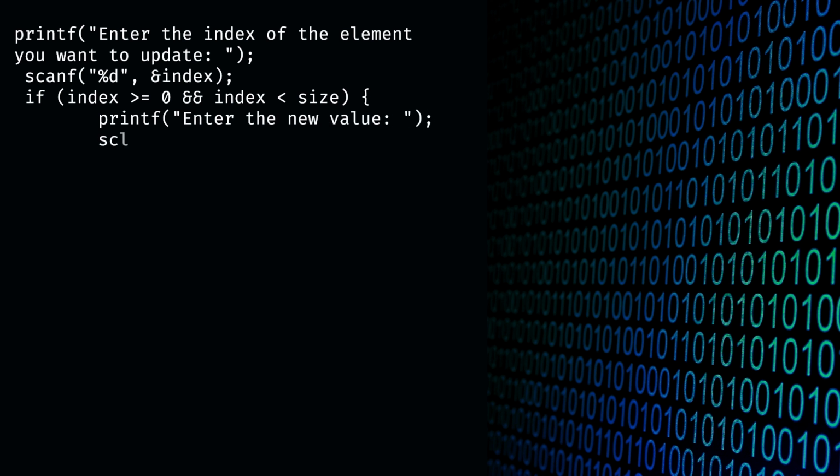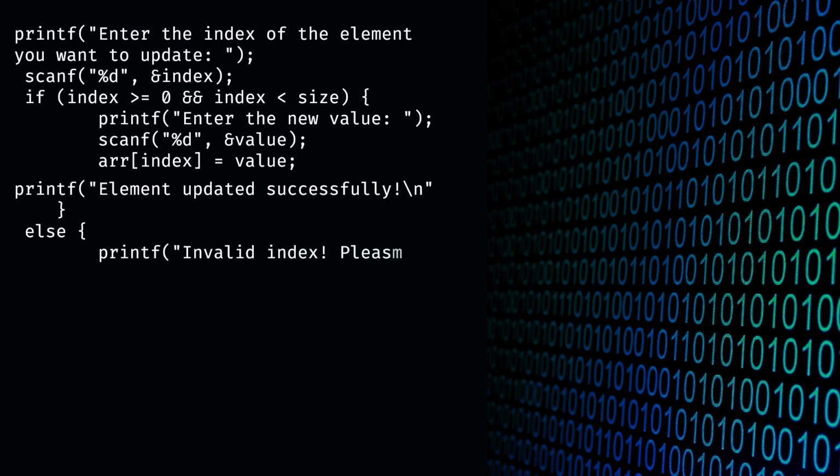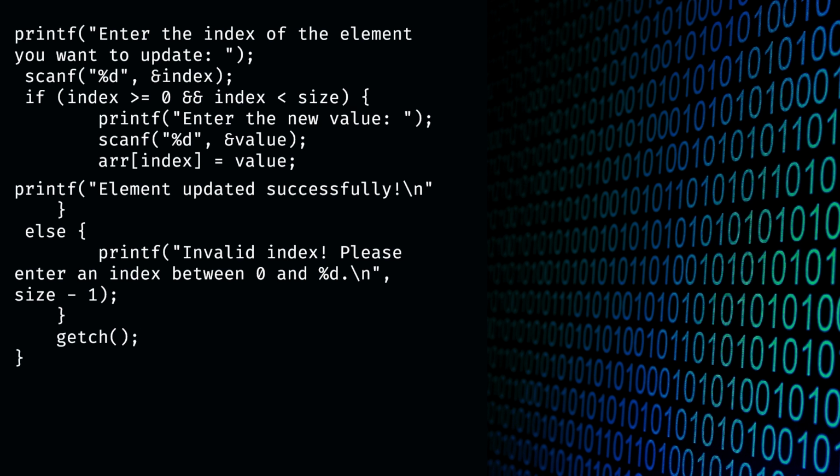So, I can take a condition like index greater than or equal to 0 and index less than size. This is a proper index, because the index starts from 0 to size - 1. If a proper index is entered, I can print a message: enter the new value which you want to update. So, again I am taking a scanf function, writing %d comma address of value. Here the ampersand sign denotes the address of the value which you have entered, and this will be stored at the address of value. After this, the value will be assigned to arr[index]. This index number has already been entered by the user. So, this value will be updated.